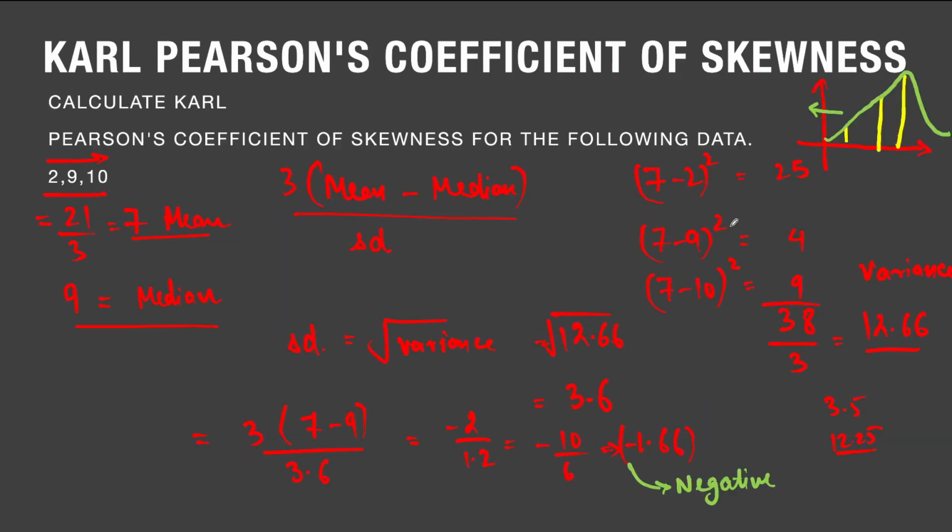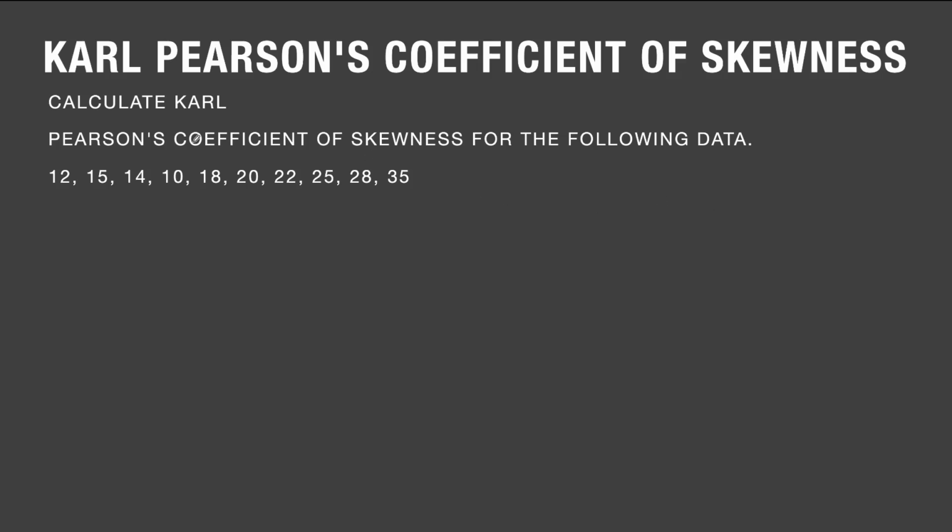We'll do one more question, and I want you to practice along with me because this is a bigger question. Karl Pearson's coefficient of skewness for the following data. We need to first put it in ascending order as well. So if I do that, I would get 10, 12. No, there is a small glitch. Let this not be 10, let this be 11.